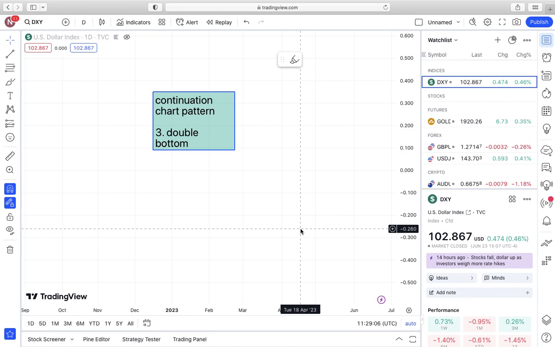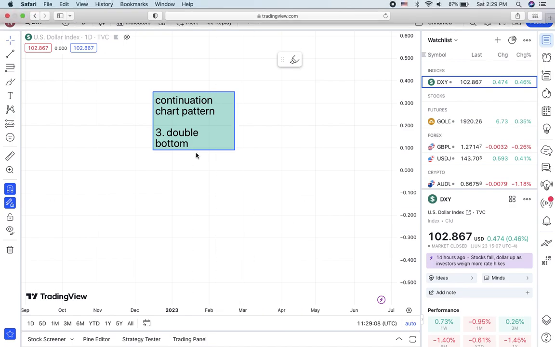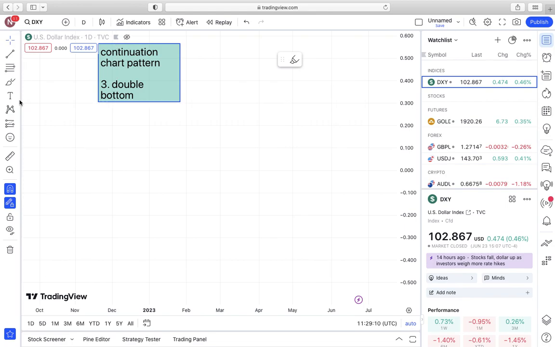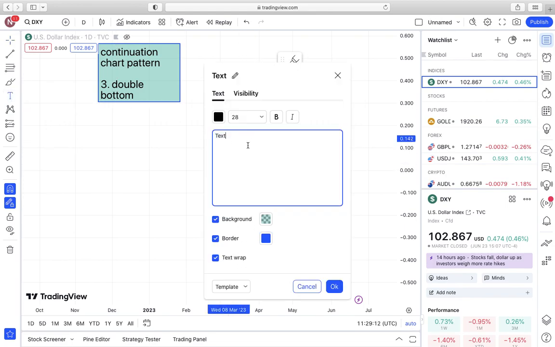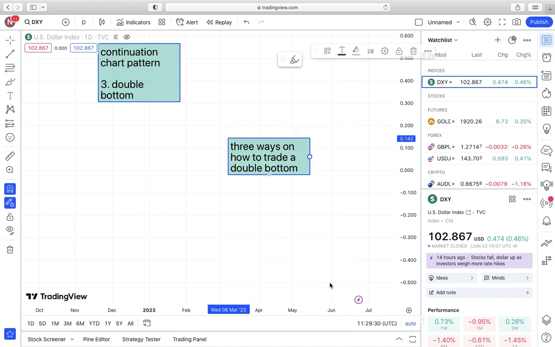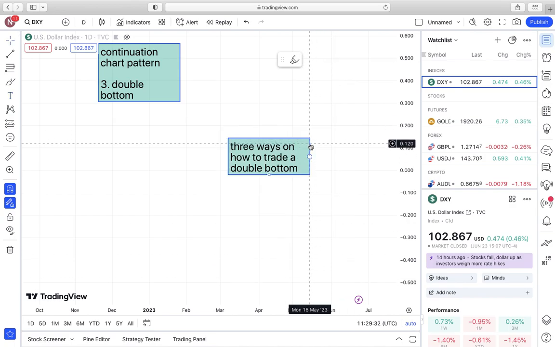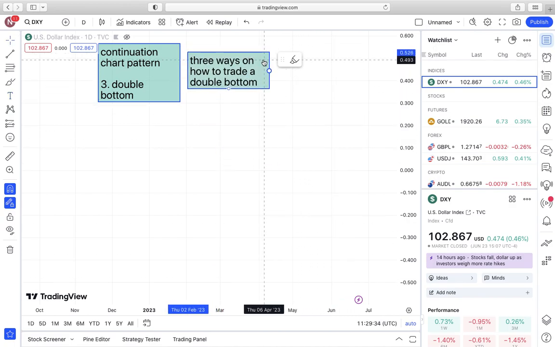We have 3 ways on how to trade a double bottom. Let me type them. Double bottom. Before we go on to the 3 ways, we are going to look at something first.